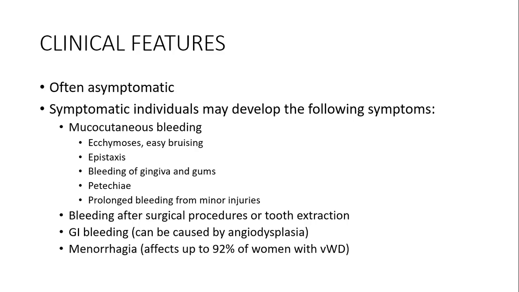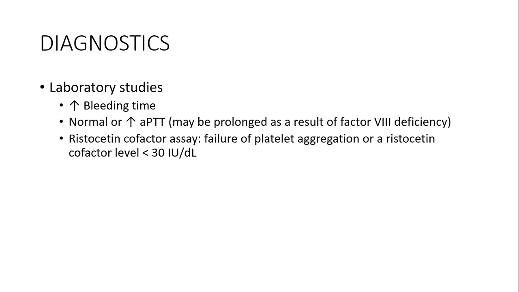Clinical features: it is often asymptomatic, however, symptomatic individuals may develop mucocutaneous bleeding, such as ecchymosis, bleeding from gingiva and gums, as well as bleeding after surgical procedures or tooth extraction, GI bleeding, and menorrhagia, which affects up to 92% of women with von Willebrand's disease.